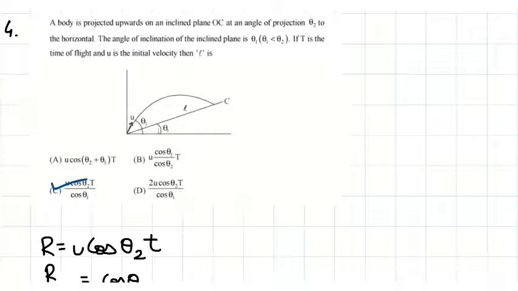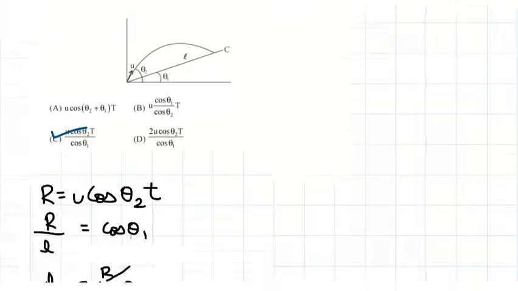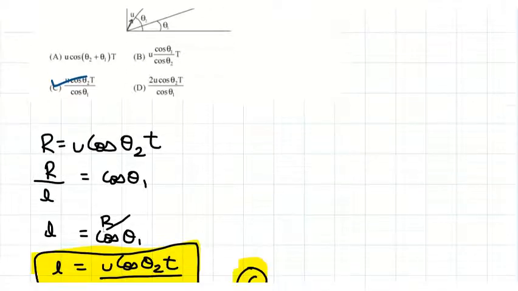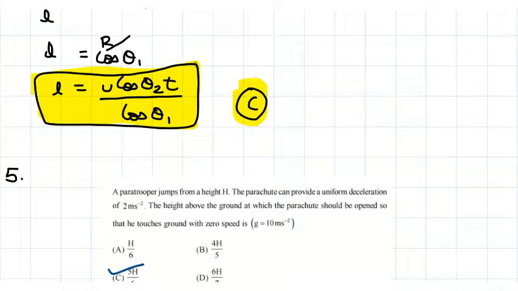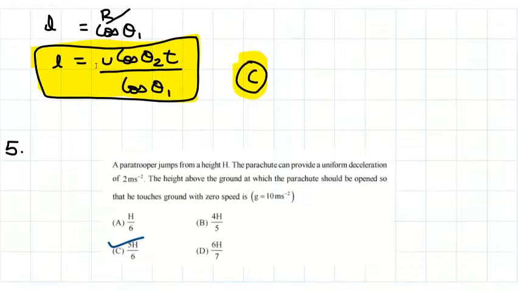Now range is given as u cos theta 2 t, whereas L is given as r by cos theta. So we get the value of L as r divided by cos theta because when we take cos theta, we get r divided by L. So we get the final answer.